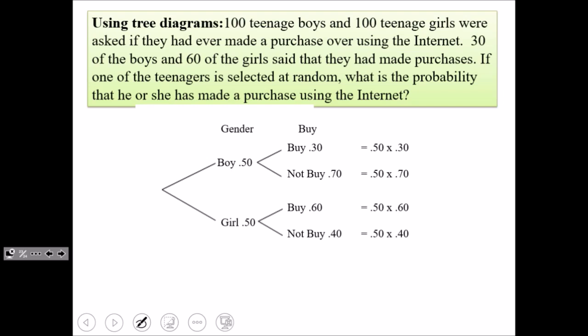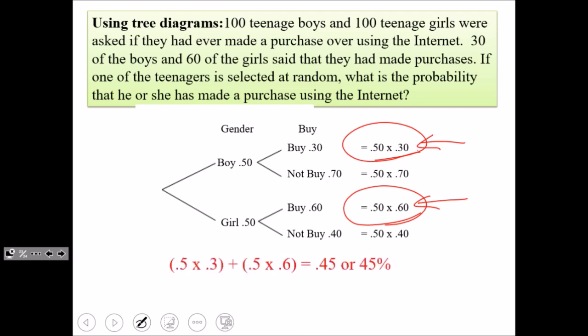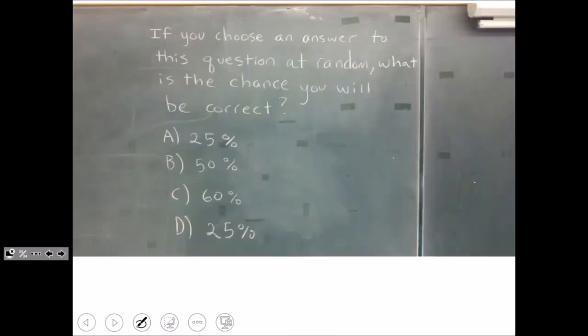So finally, what is the probability someone has made a purchase over the internet? Well, there are only two groups: boys who've bought and girls who've bought. There's no overlap between these. You can't get to this one if you're a girl. You can't get to this one if you're a boy. These are disjoint events, so I just add them together. I take 0.5 times 0.3 and add it to 0.5 times 0.6, and we get 0.45, or 45%. Then you have to round it off. There's only 2 decimal places on these. And that's it. That covers all of our questions.